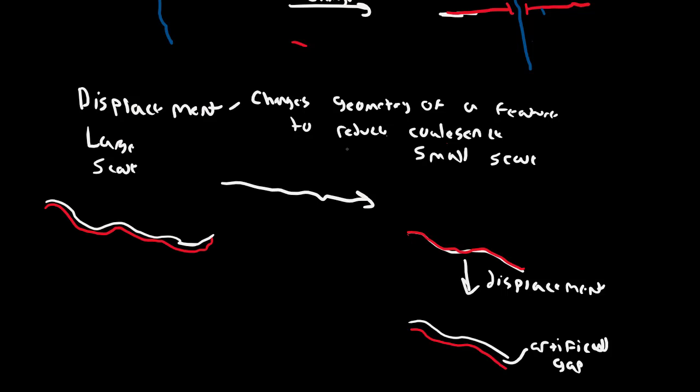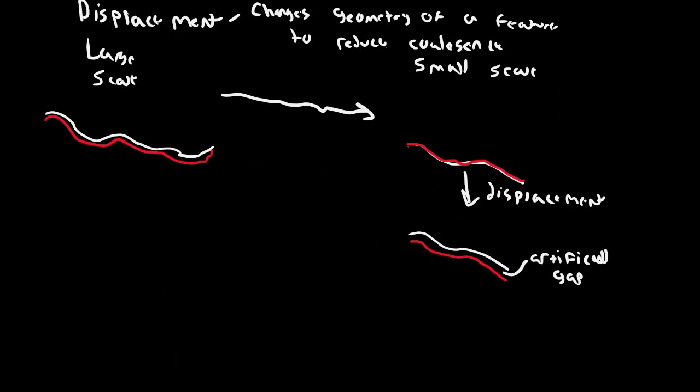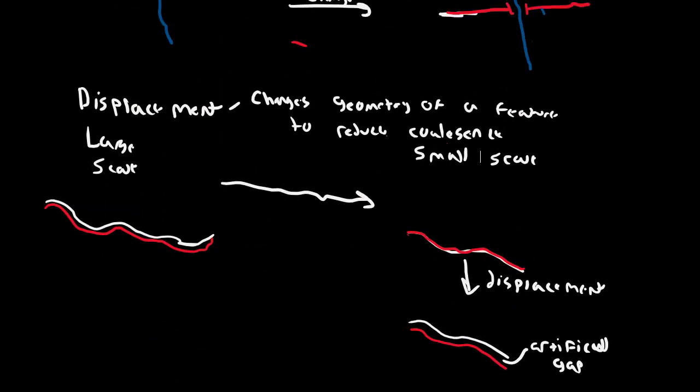So with exaggeration, we were changing geometry to make a feature more distinctive or obvious. With displacement, we're changing the geometry because if we don't, then two objects would be on top of each other, and we don't want to just get rid of one. So we artificially move one so that it's clear in the map that they're both there rather than being on top of each other. So hopefully that makes sense.